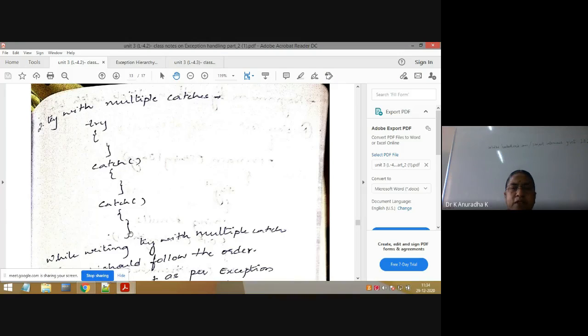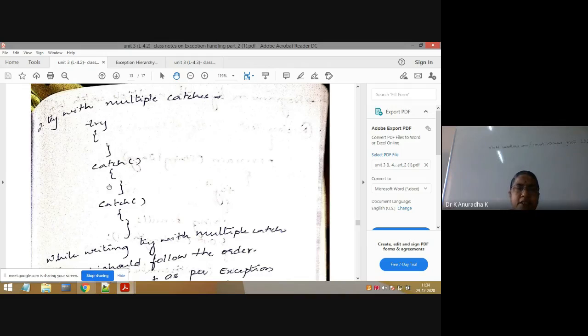Previously we have written for one try only one catch. We have written the programs using try catch, and using try catch and finally also, and we have written the programs using nested try catch finally, or nested try we can call. Now the last concept is one try can have any number of catch blocks.